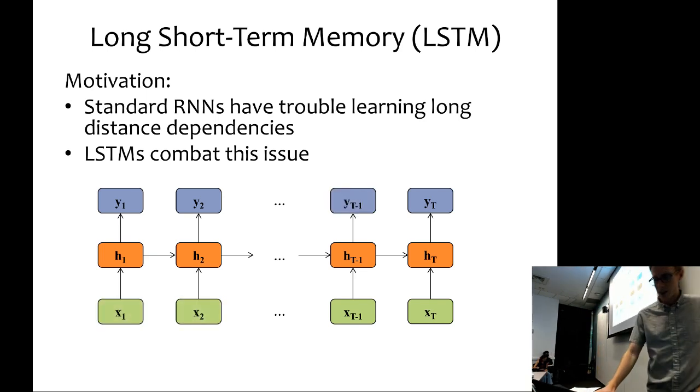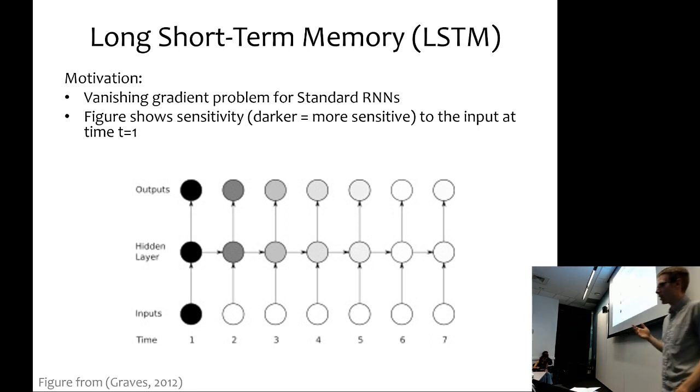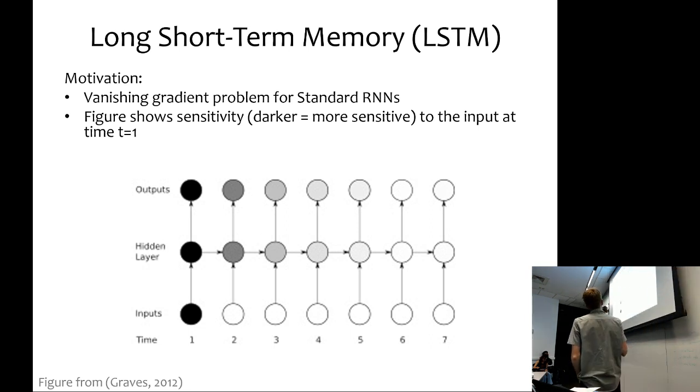And so one of the things that is particularly problematic in RNNs is the vanishing gradient problem. And so what we're looking at is actually a figure that shows the sensitivity of the gradient to the input at time t equals 1.